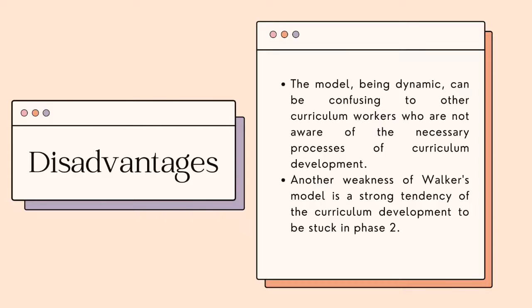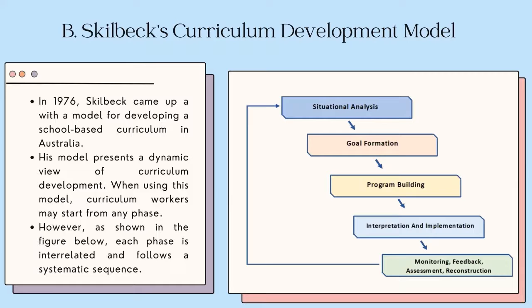Thank you for listening. So letter B, Skillbeck's curriculum development model. So in 1976, Skillbeck came up with a model for developing a school-based curriculum in Australia. His model presents a dynamic view of curriculum development.